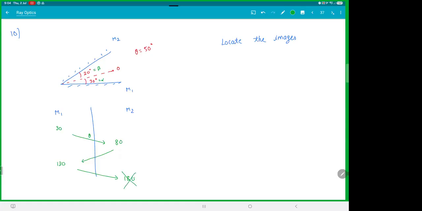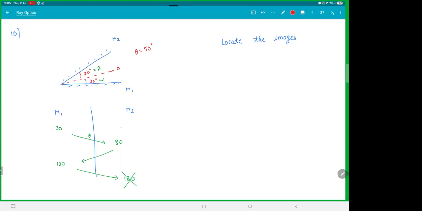If you hit 180, you're gone. It should be less than 180. Because think about it logically. When you say 180, you're simply saying the images lie exactly in the plane of the mirror. That's not possible. You can't have light rays parallel to the mirror. So 180 is not acceptable.